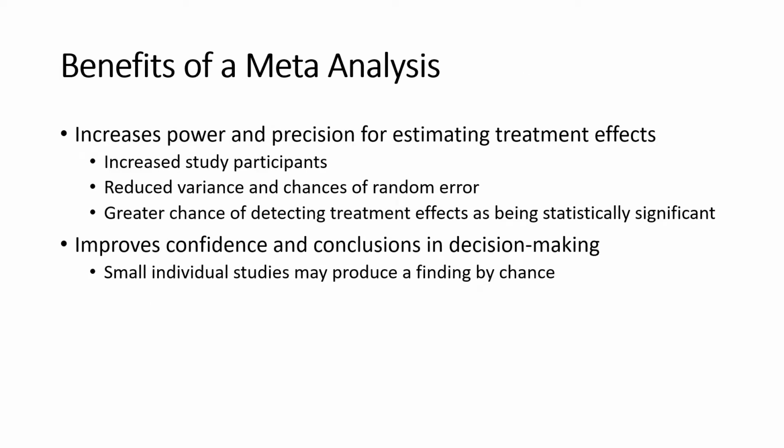One of the main concerns that we see, especially in rehabilitation literature and the studies associated with it, are studies that are underpowered, meaning that they're typically smaller sample sizes, and that makes it very challenging to really look at treatment effects. And so the benefits of these meta-analyses are that they really increase the power and the precision for estimating treatment effects, because we're taking study participants from multiple studies, we're including them all together, we're calculating these summary statistics, and that gives us a greater chance of detecting treatment effects, especially those that could potentially be statistically significant. And it improves the confidence and conclusions that we have in decision making.